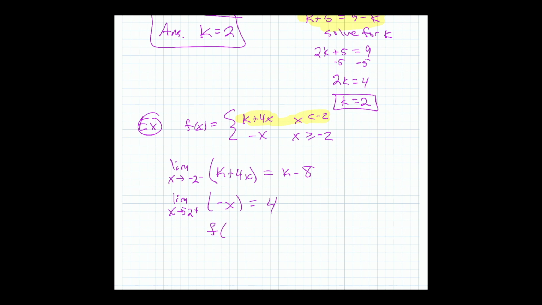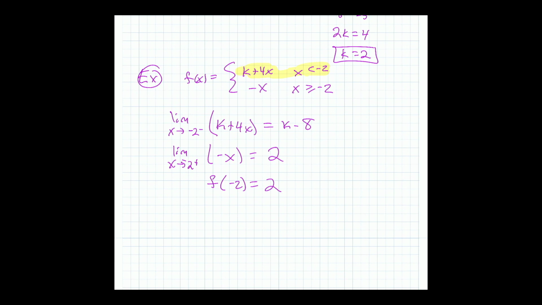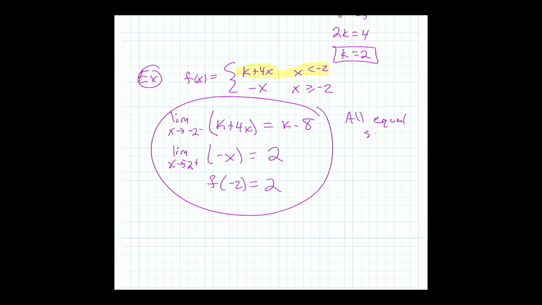You also need f of negative 2, which is going to be... Whoa. Why did I say 4? You put in a negative 2. Negative negative 2 is just 2. And same thing here. Negative negative 2 is just 2. So all of these need to be equal. So we need k minus 8 to equal 2. So add 8. What do we get? We get k equals 10. That's the one that does it.